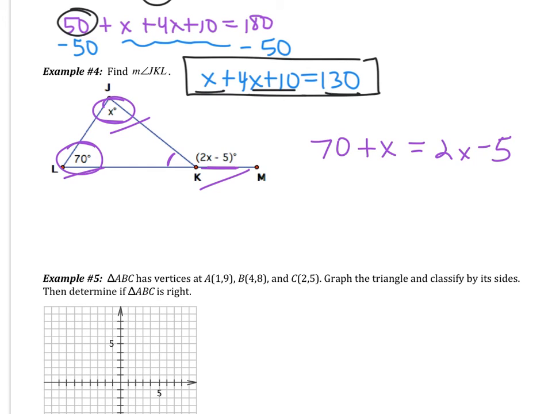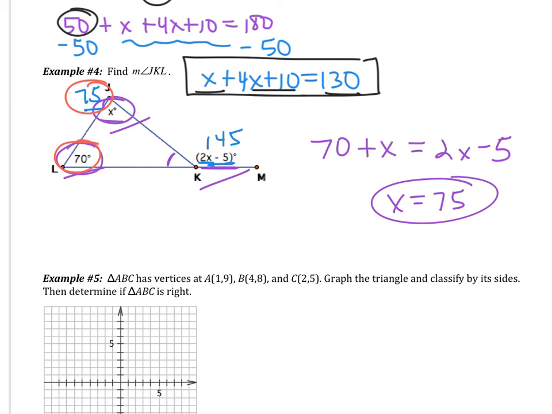75. She got x equal to 75. You agree? Okay, so let's plug that back in. That means that this angle up at the top is 75. What's 2 times 75 minus 5? 145. Okay, so now the question is, does 70 plus 75 add up to 145? Yes, it does, so it works. So the two non-adjacent angles add up to equal the exterior angle. That's the big concept that we have to understand, all right? Questions?